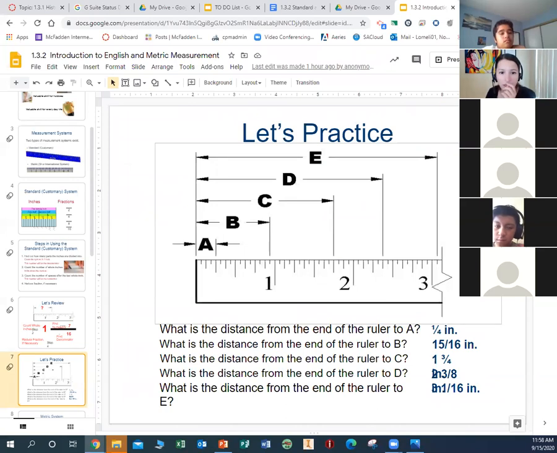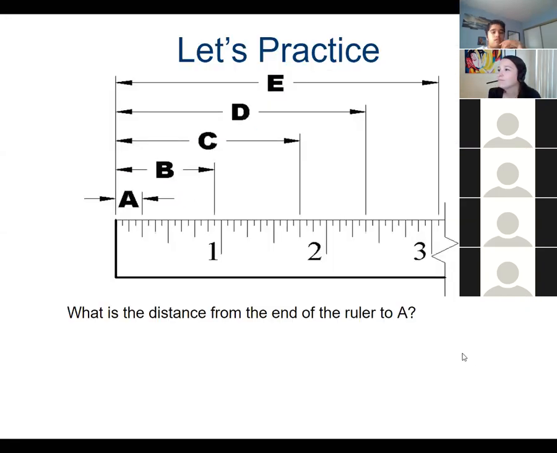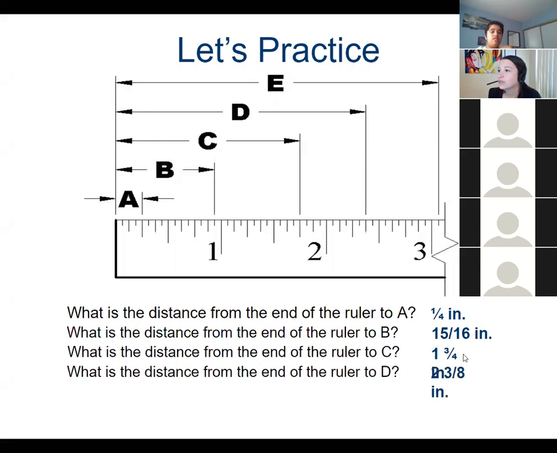let me, how do I, let's see, hold on, pause. Okay, so let's continue with the lesson.